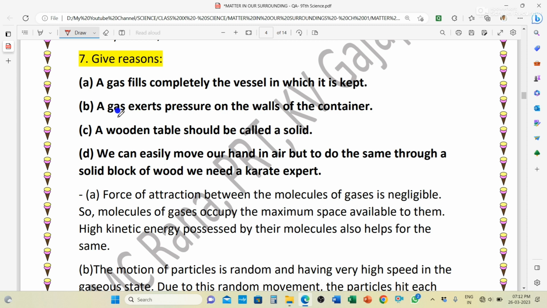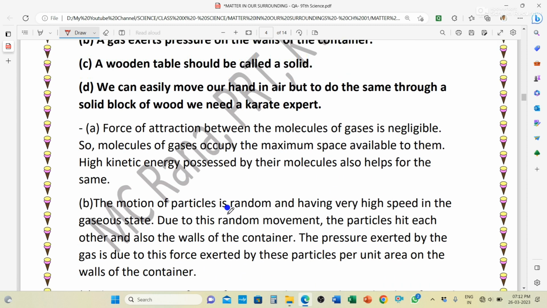Okay. Then, a gas exerts pressure on the walls of the container. The motion of particles is random and has very high speed in the gaseous state. Due to this random movement, the particles hit each other and also the walls of the container. The pressure exerted by the gas is due to the force exerted by these particles per unit area on the walls of the container.